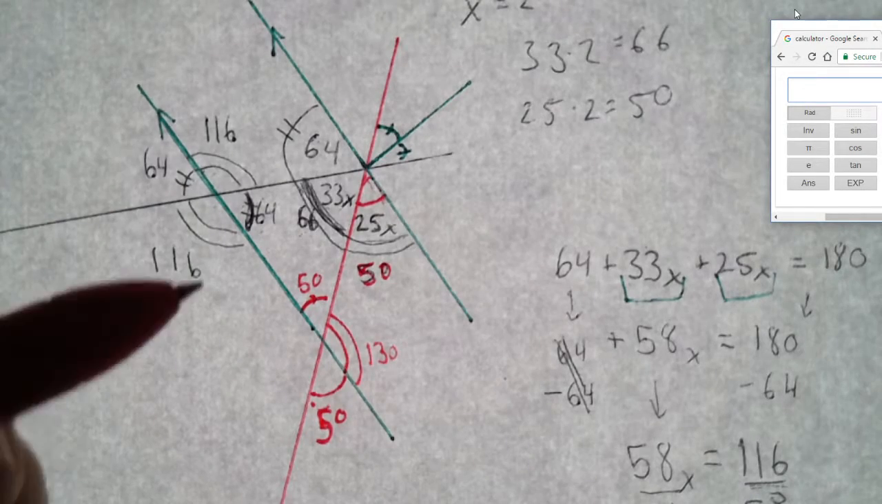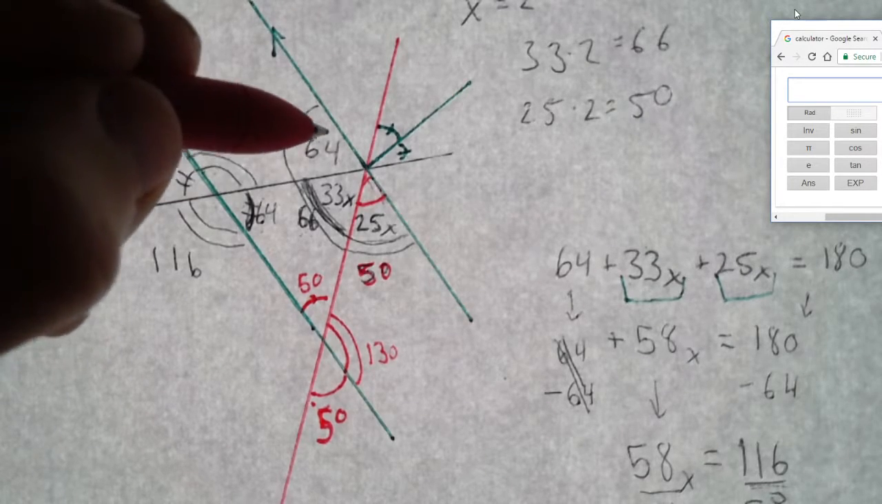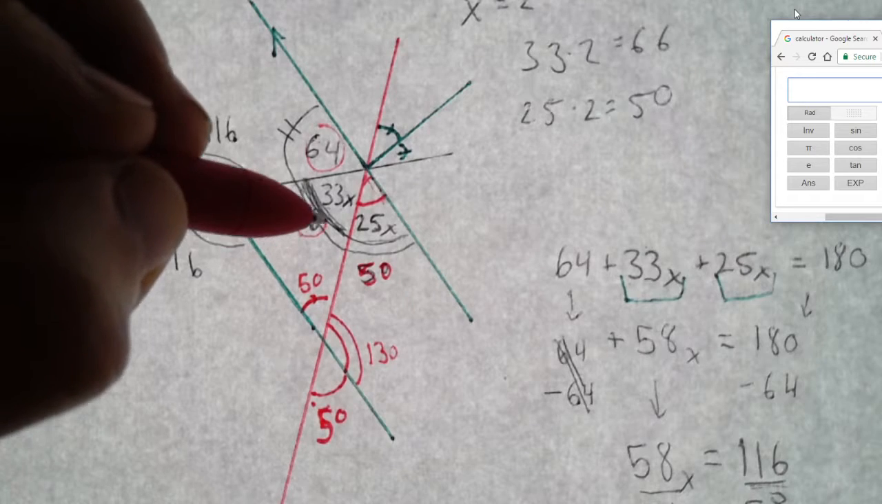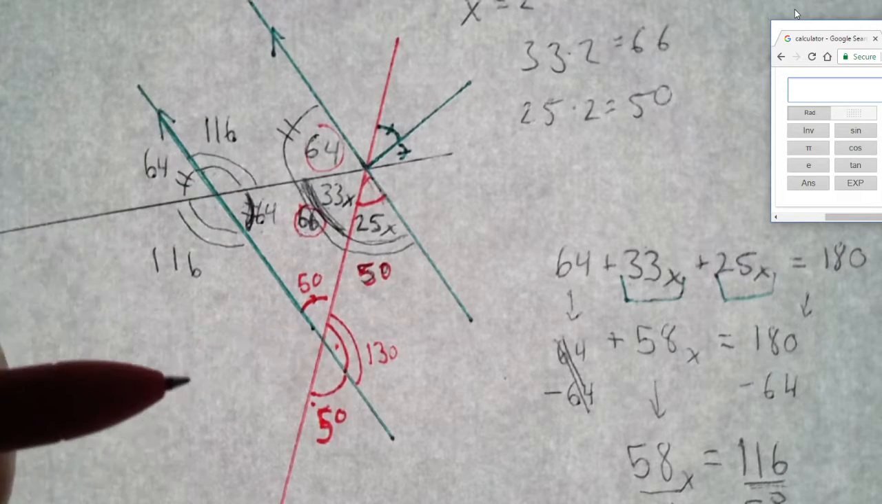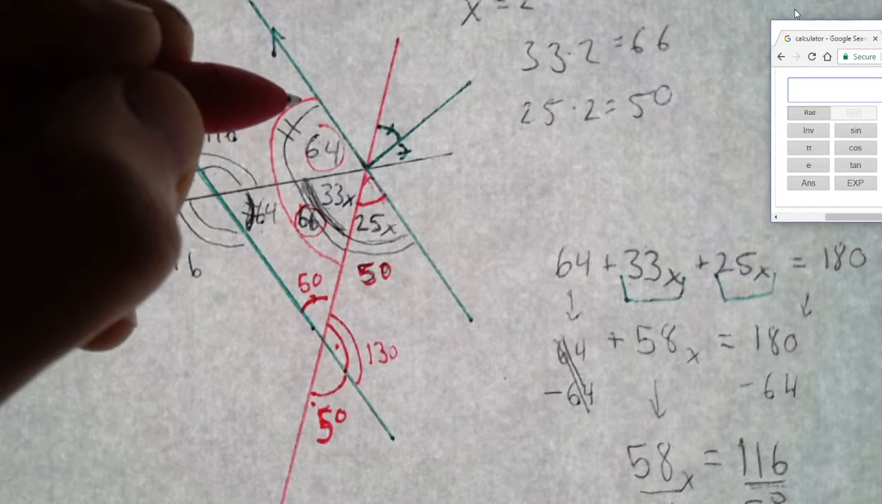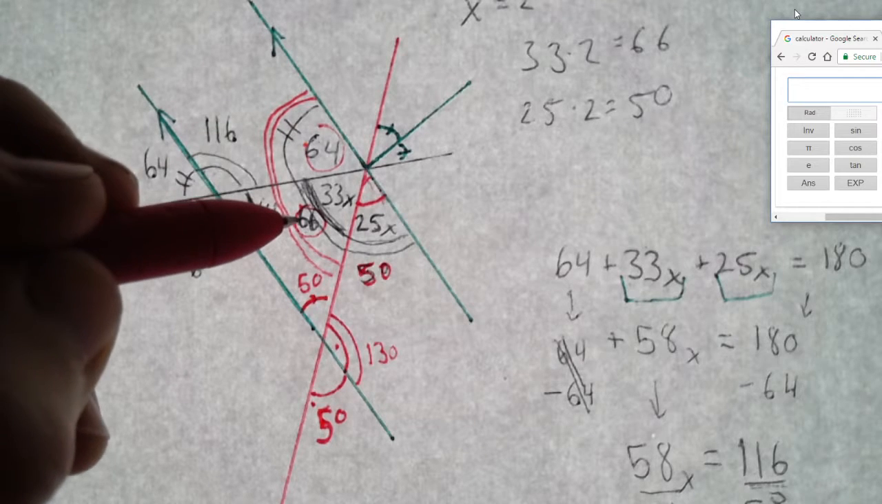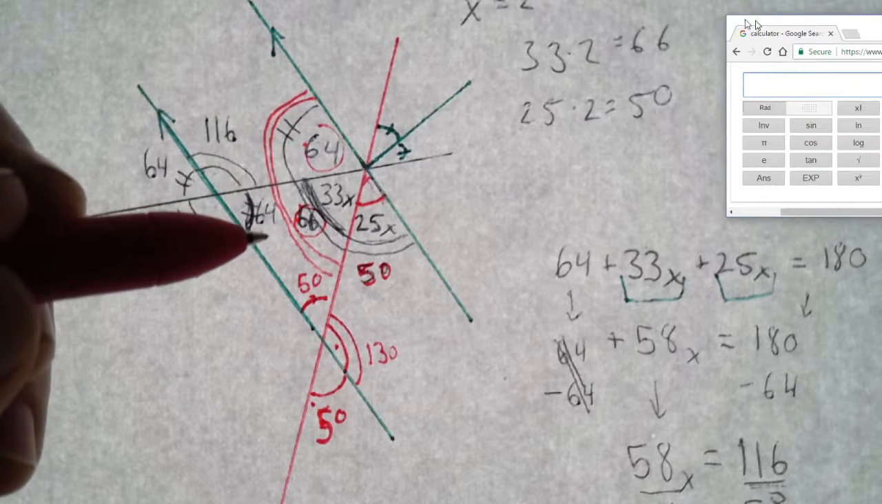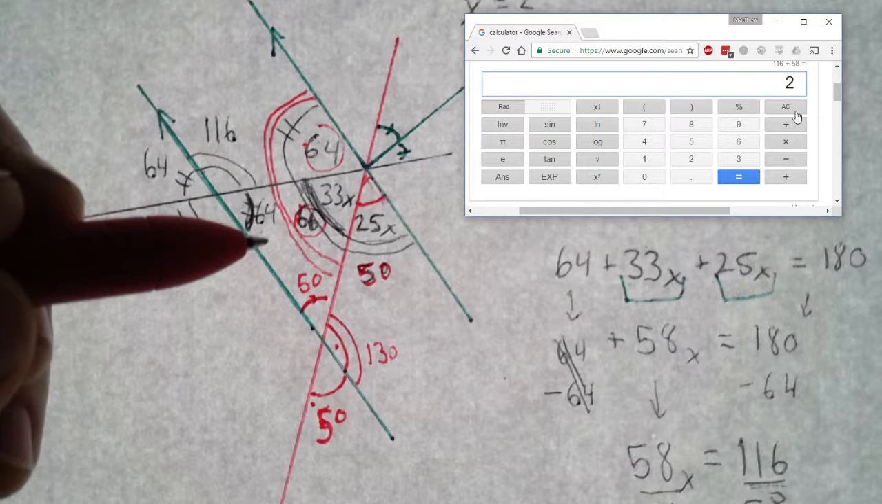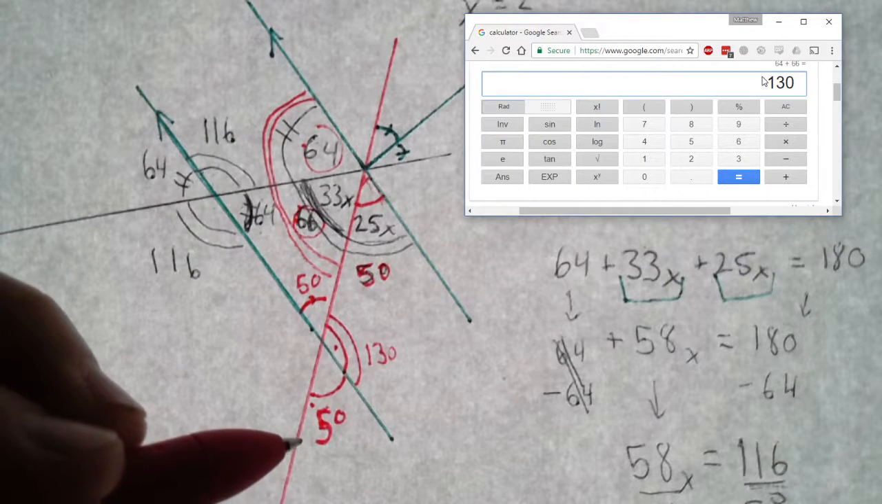I can also check that by saying, hey, this angle over here is 64. This angle over here is 66. That's the alternate interior angle to this. So I'm going to put two red hash marks over here. This picture is starting to get kind of busy. 64 plus 66, 130. And that makes sense because I have 130 over here.